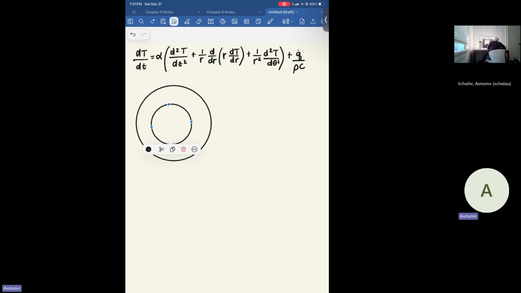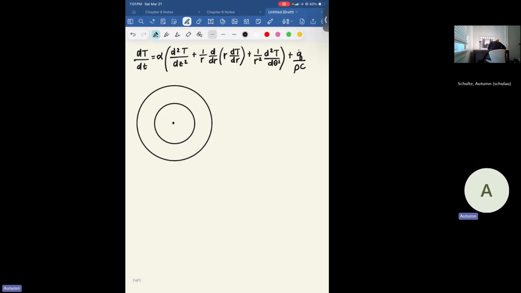So within the shell of our coffee cup, we're going to have some sort of inner radius that we're going to say is Ri, as well as an outer radius of Ro. And each of these have their respective temperatures, an inner temperature and an outer temperature.